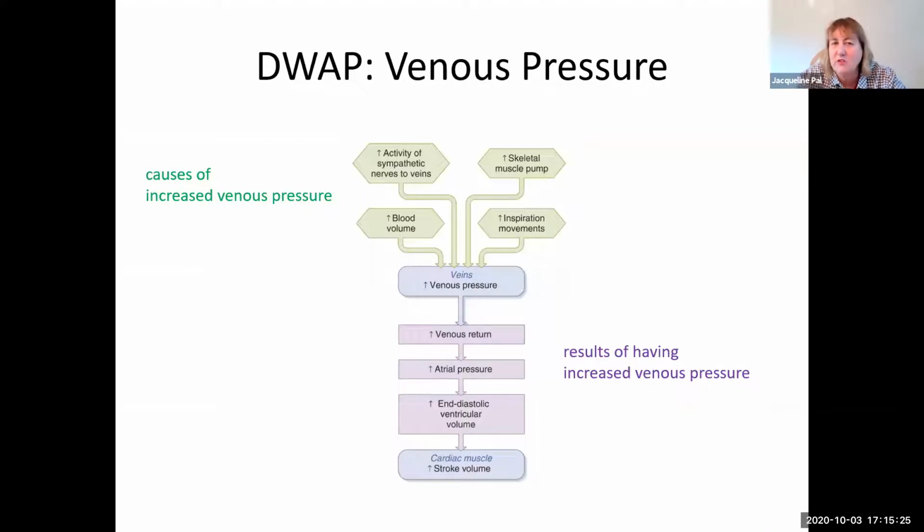So if we look back to those 4 components of venous pressure, if you increase them, that increases the venous pressure, then you will be increasing the venous return, which increases the blood flow into the atrium as well as the atrial pressure, and then that increases the blood flow into the ventricles, as well as increasing the end diastolic volume, or the EDV, and generally the stroke volume. So hopefully now you're seeing how all these things are related.